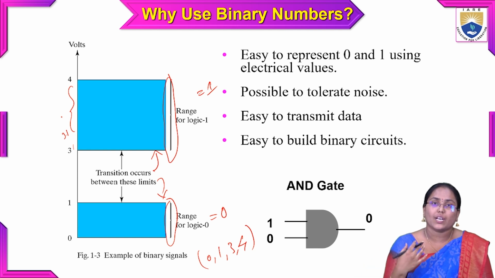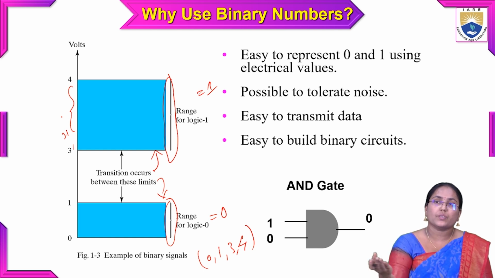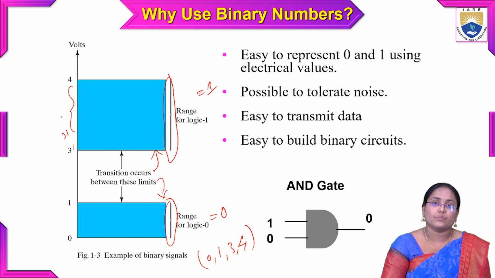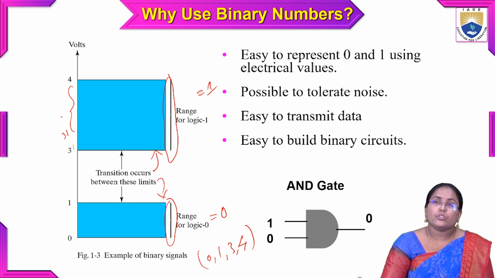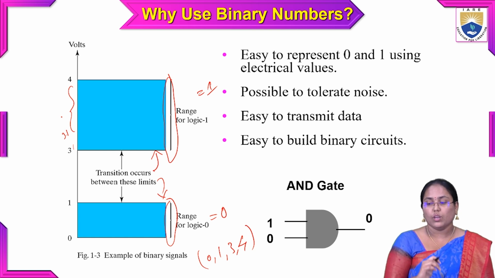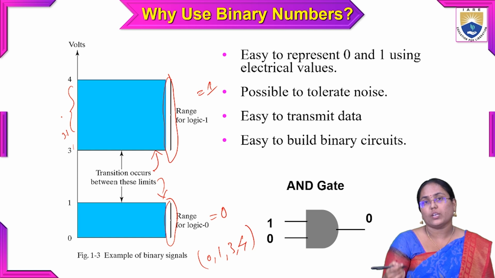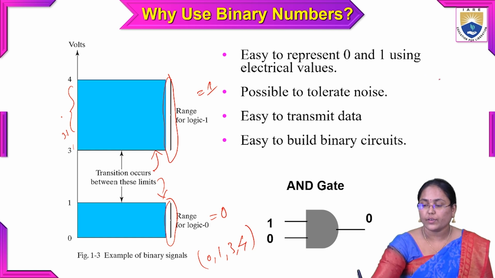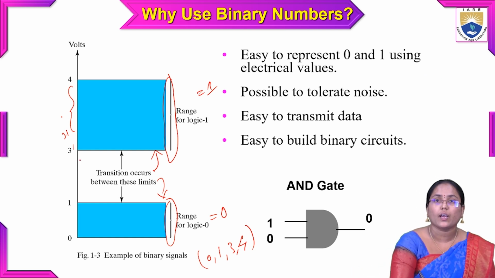If you are going to consider electrical values such as voltages and currents, it will be easier to represent them in 0 and 1 rather than in decimals. And these binary numbers are able to tolerate noise. So how are they going to tolerate the noise? For example, I have a band of values here.